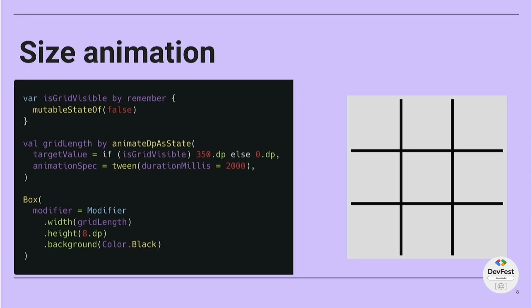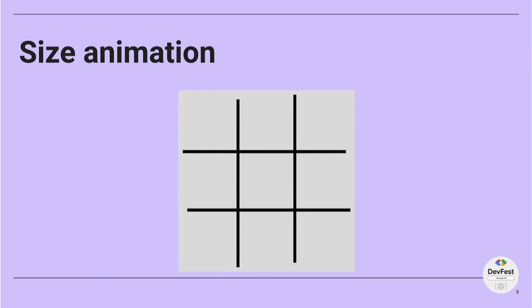And we can use this gridLength in the normal way we add the width to any rectangle, which is just with the basic modifier dot width. And this is to animate the width. Of course, we are going to do the same thing for the height, except instead of using width, gridLength, we use height, gridLength. And this is the final result.